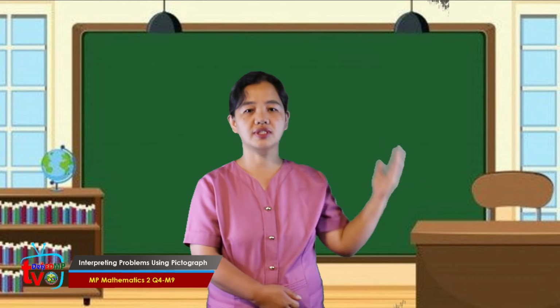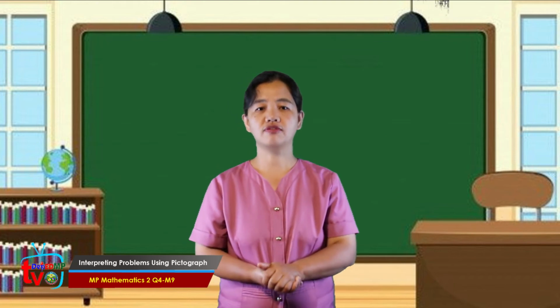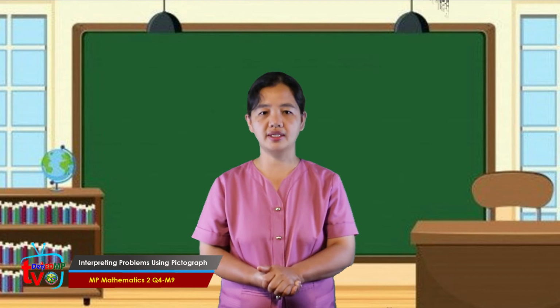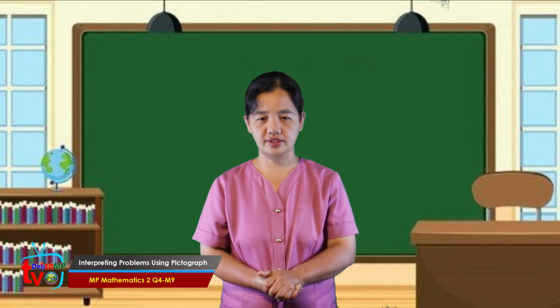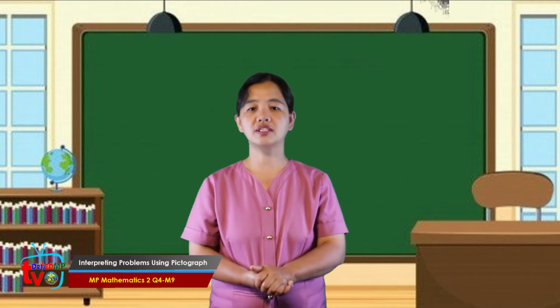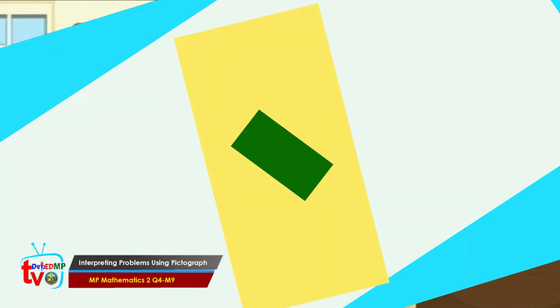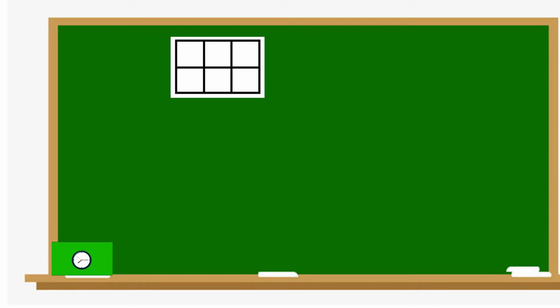In your previous lessons, you learned that finding the area is the number of square units occupied by any flat surface. Let us answer the activity below to deepen more your knowledge on area. Here is an example. The area of this figure is equal to 6 square units. Now, give the area of the following figures.